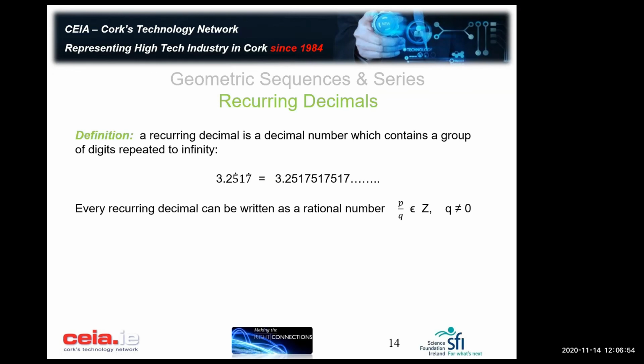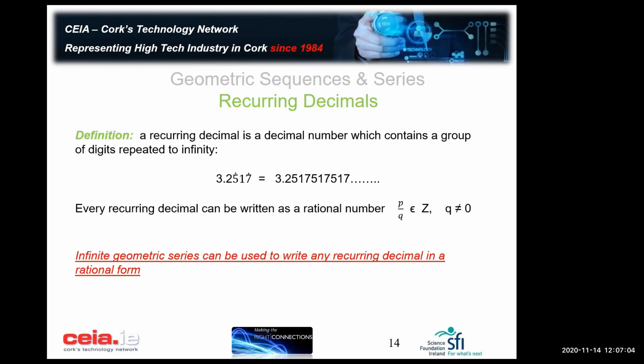So every recurring decimal can be written as a rational number in the form of P over Q, where P and Q are elements of Z and Q is not equal to 0. Why is Q not equal to 0? Because you can't have a 0 under the line. If you do, it's undefined. So an infinite geometric series can be used to write any recurring decimal in a rational form, and that's a very common exam question. They give you a recurring decimal and say write it in a rational form.